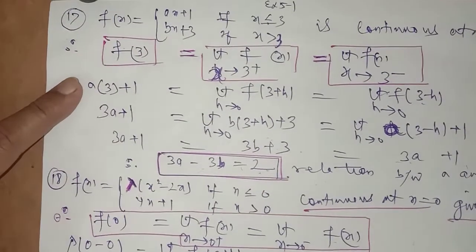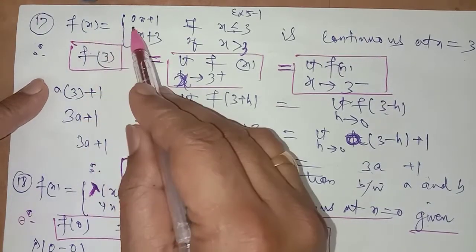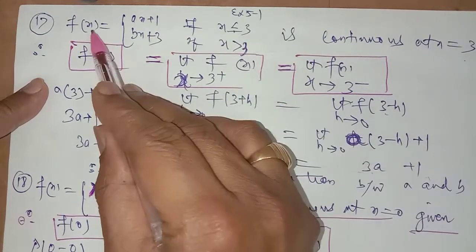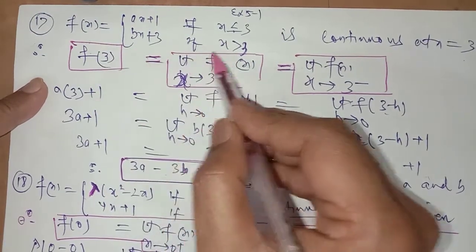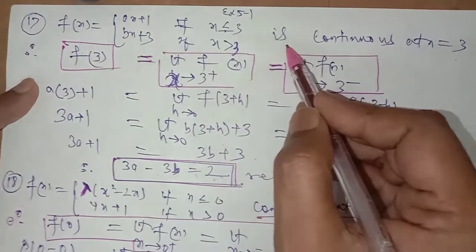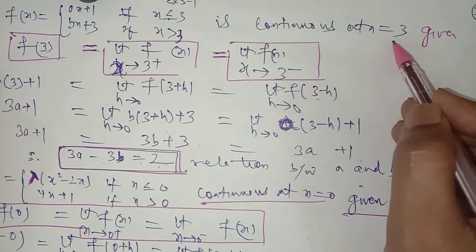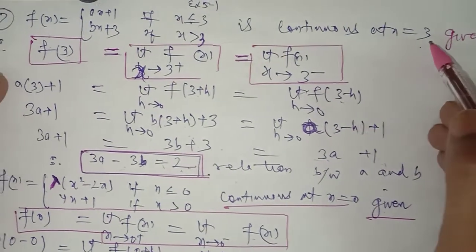Now we are taking question number 17. It is given that the function f(x) is equal to ax + 1 if x is less than or equal to 3, and bx + 3 if x is greater than 3, and it is given that this function is continuous at x equal to 3. You have to find the relationship between a and b.